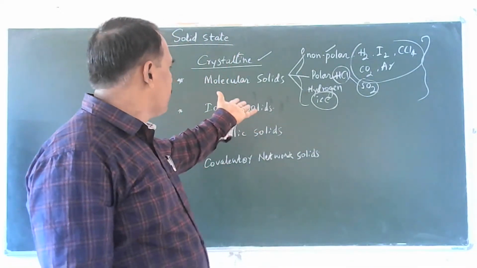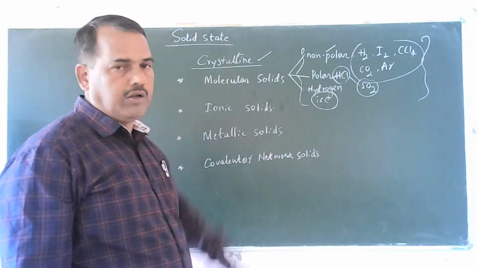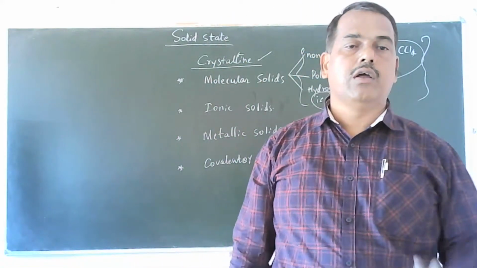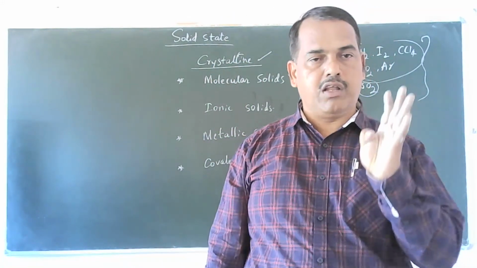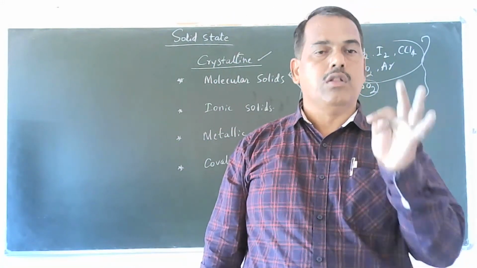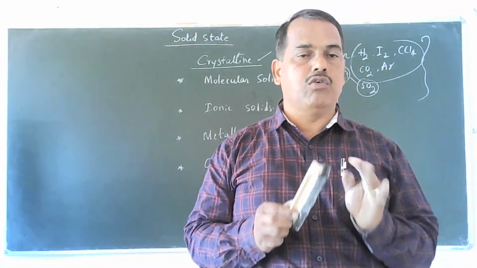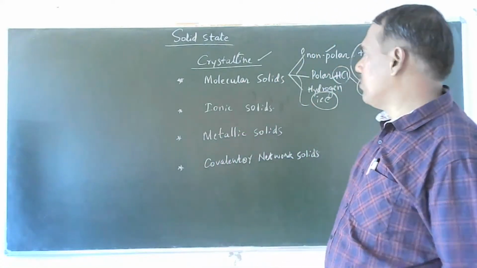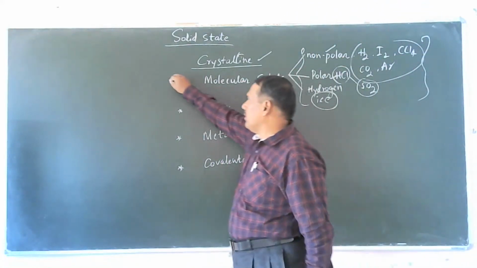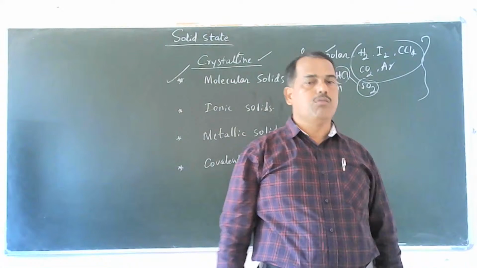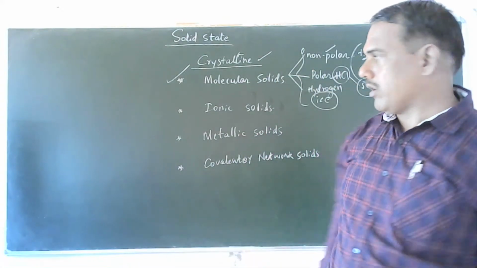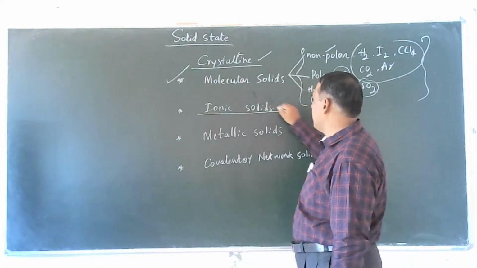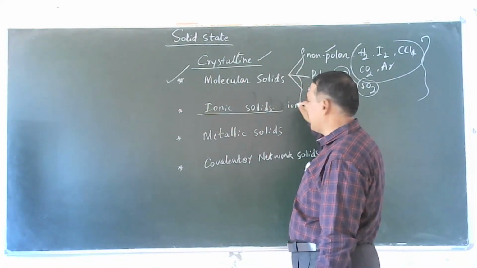Are you clear? So that is nothing but molecular solid. What are the important characteristics of molecular solid? They are soft. Their melting point is very low. The force operating between those molecules is also a weak force. So these are the molecular solids. We discussed molecular solids in detail. Now we shall continue our discussion on ionic solids. The constituent particles are ions.